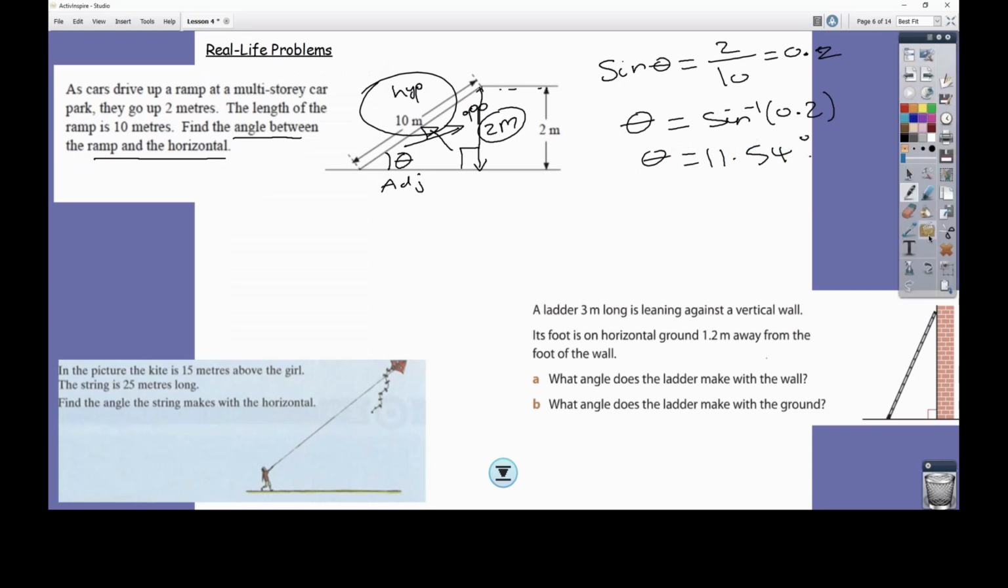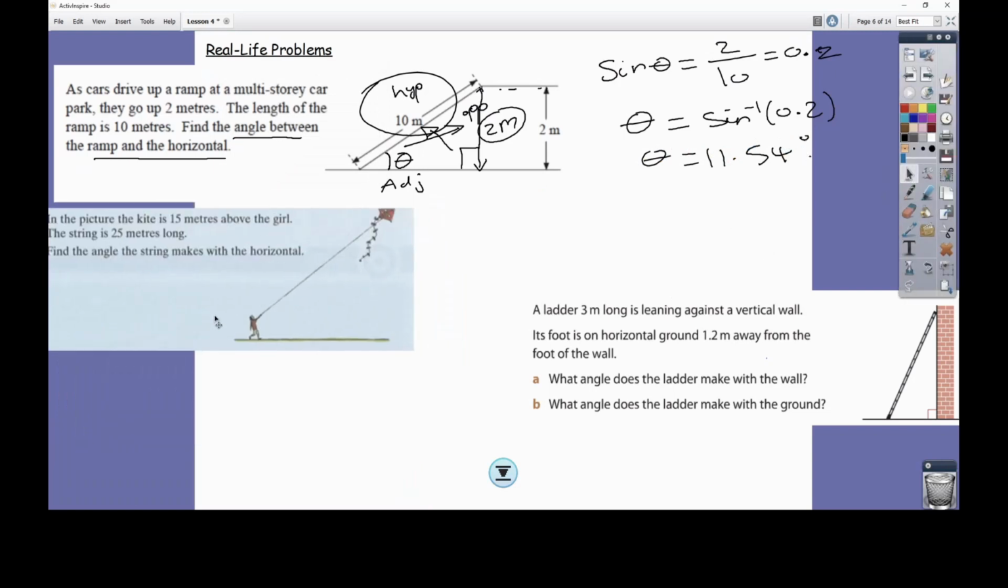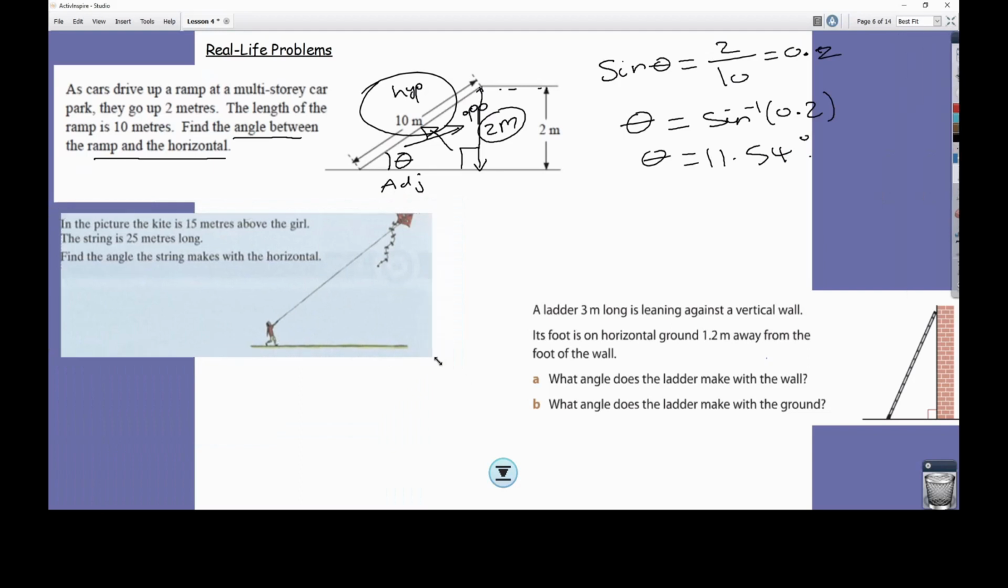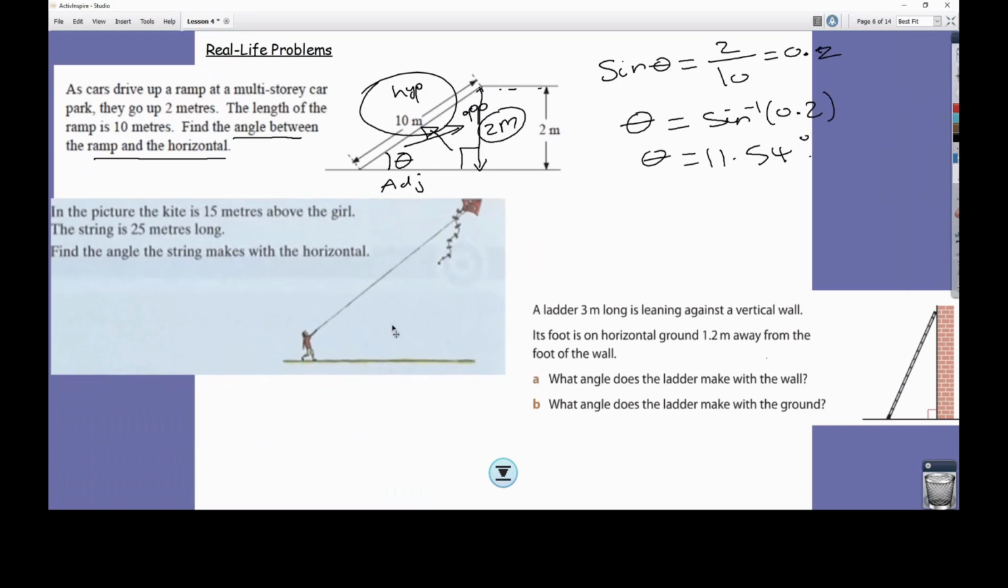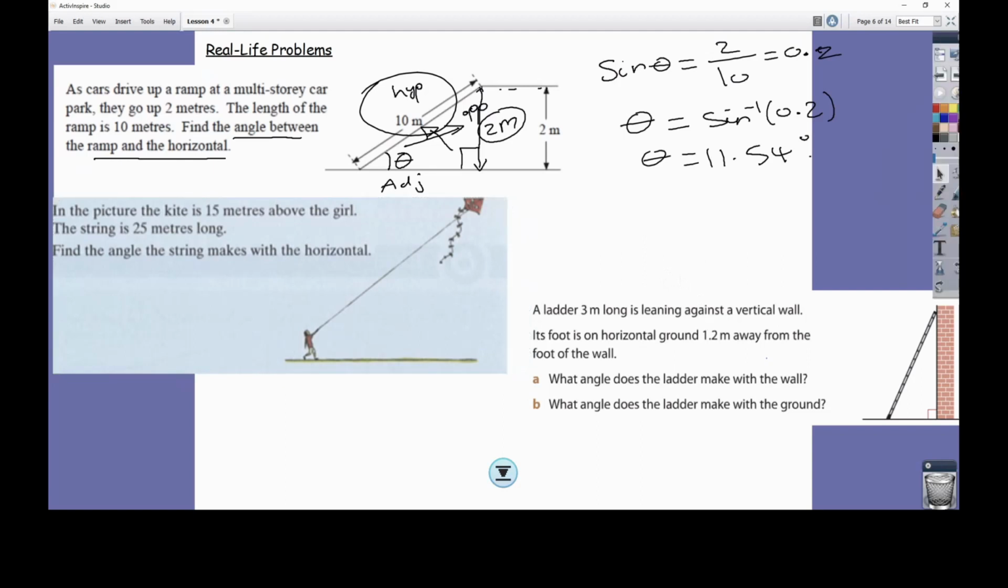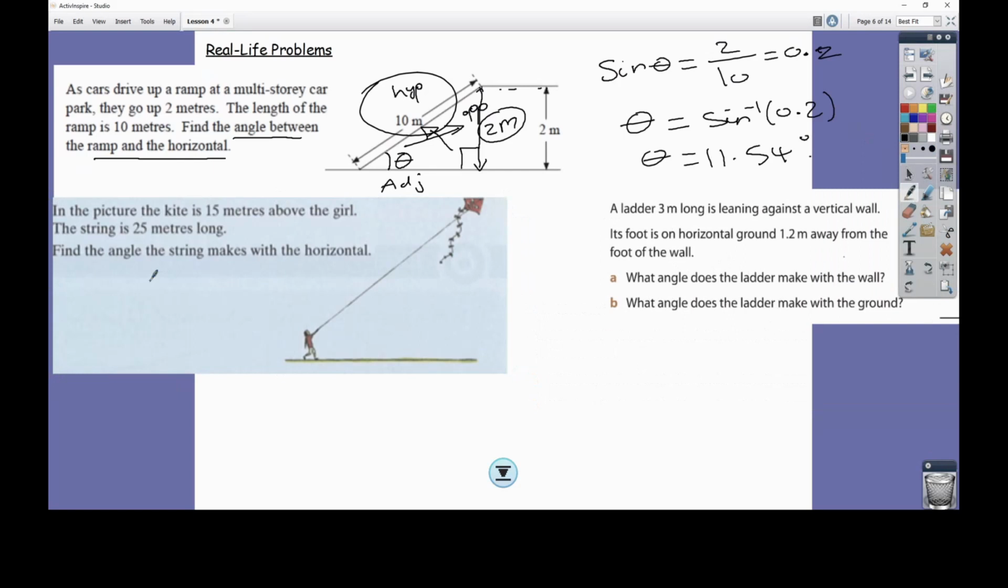Great. Okay, so the second one. So in the picture, the kite is 15 meters above the girl. And that also is one thing, I really can't stress enough the importance of drawing good diagrams. You're not always going to be given these pictures, so make sure that you take a few minutes, use a ruler and a pencil, and draw a good diagram. It hasn't got to be super accurate or neat, but it needs to be understandable to both you and the examiner.